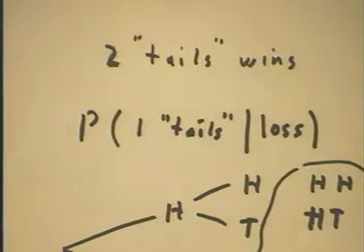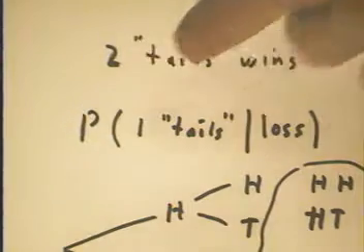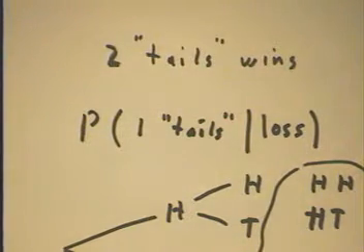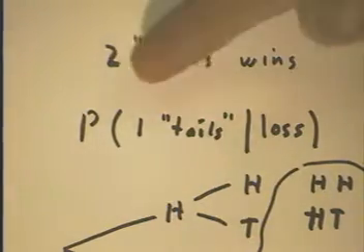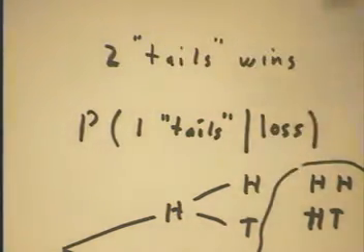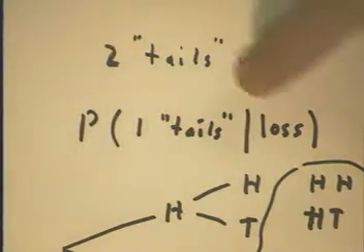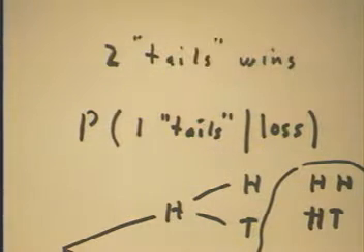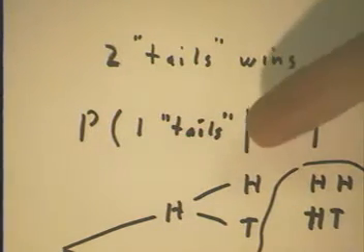Suppose that we're playing a game in which 2 tails wins the game. Then what's the probability that you got 1 tails, given that you lost? Okay, again, we assume that you lost. What's the probability that you had exactly 1 tails? Now, if you lost, that means you didn't get 2 tails, which means that you either got 1 tails or no tails.